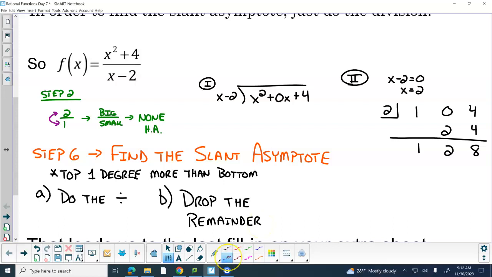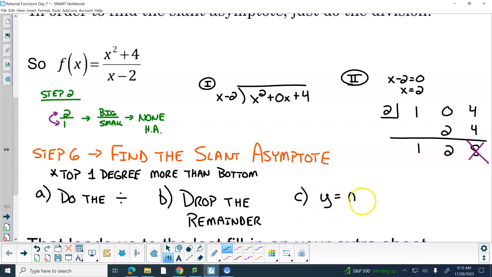Which over here, that's this last term, or that last number in our synthetic division. We're going to drop that. It doesn't matter. You will get a remainder. If you don't get a remainder, that means you did something wrong in step 0, because that means it was factorable. Just so you know.